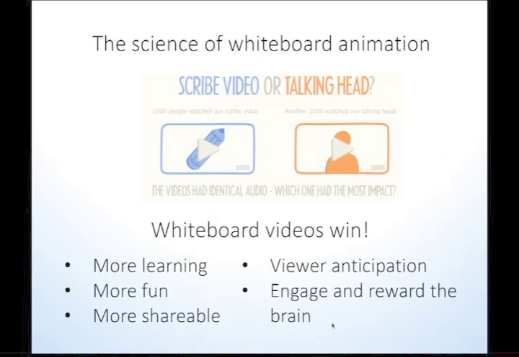There's also been some research done that compared the effectiveness of talking head videos against whiteboard style animations, and they basically used the same voiceover on a talking head and a whiteboard video. Then they measured different things, and they found that whiteboard videos produce more learning, a better learning outcome, which is great if you're a teacher out there, especially. They're more fun for the audience, and they're more shareable on social media.